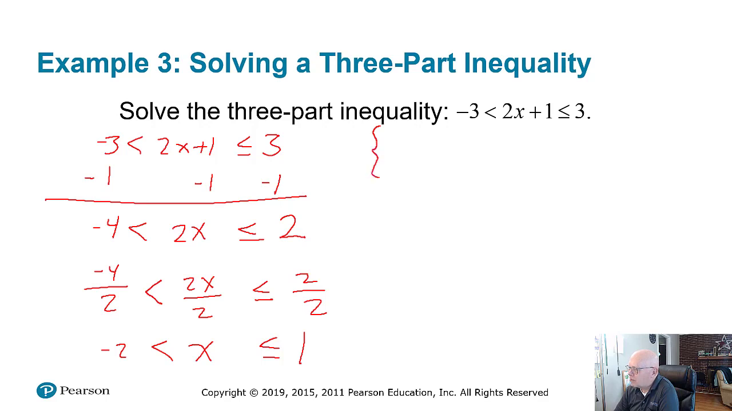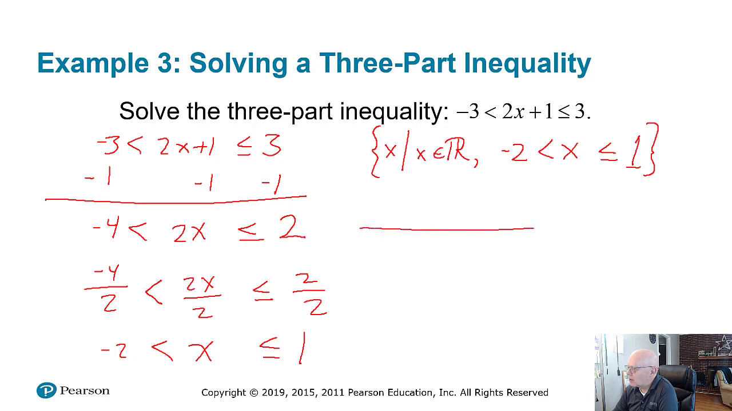As a set builder notation look to it, a set of x such that x is a real number. You don't actually have to put this, but I'm putting it in anyway because you might see it in an answer sheet somewhere. x is a real number, -2 is less than x is less than or equal to 1. There's your solution set in set builder notation.